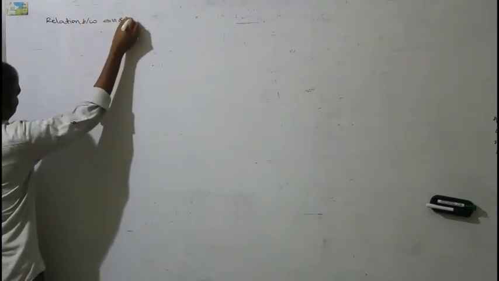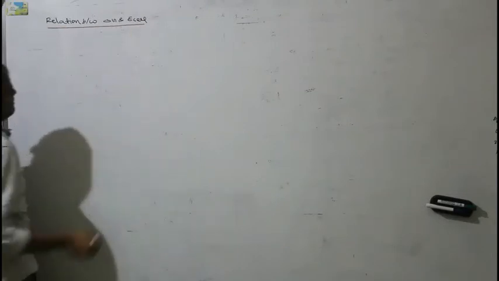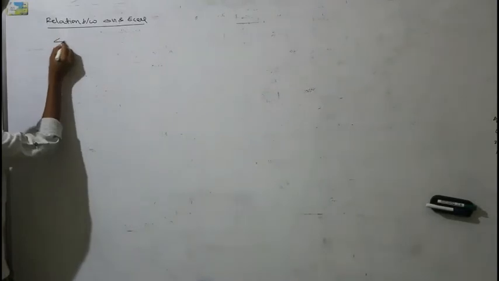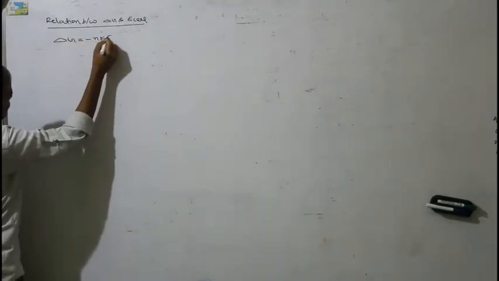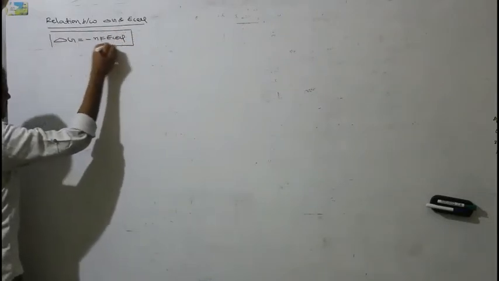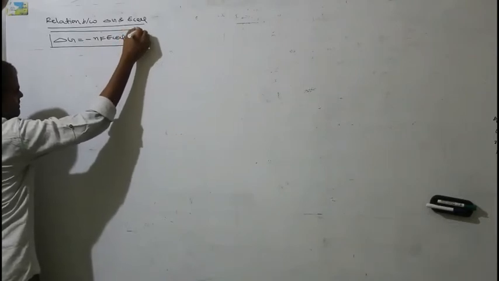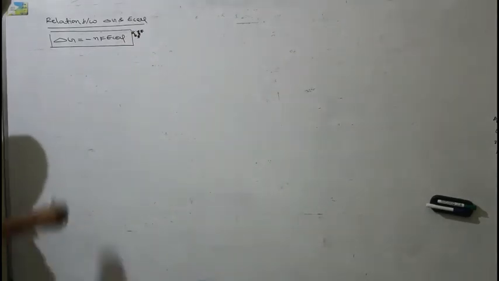Del G and E cell. The relation is del G equals minus nFE cell. It has a derivation, but I am writing this directly. The derivation is not required for us.